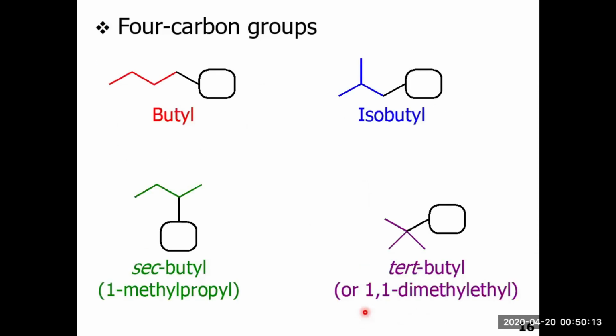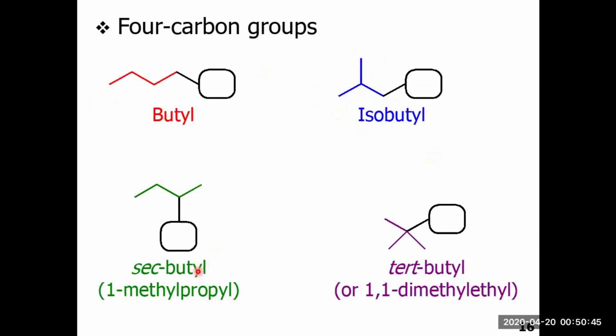If you have 4 carbon groups, we start off with the simplest one. This is the butyl group, so you have a CH2, CH2, CH2, CH3. Now, this next one is common, so you will find it again as we proceed with our lectures. This is known as the isobutyl group. You have a CH2, I should say, CH3, and CH3.